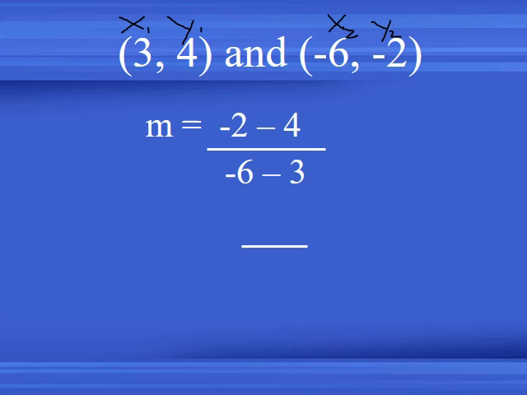Now, if you're not sure about the arithmetic with all these negatives, just take out your calculator. Minus 2 minus 4 should be minus 6. And minus 9 minus 3 is minus 9. 2 negatives will simplify to a positive, and you can simplify 6 over 9 as 2/3.